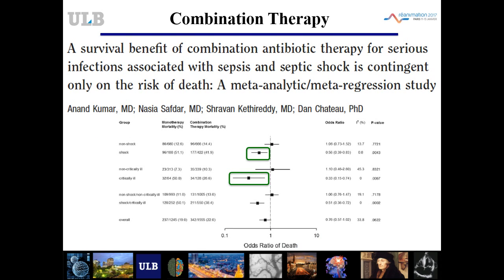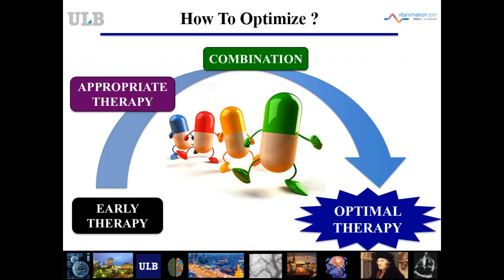I want to mention this paper, not because Anand Kumar is a friend of mine, but because I think he reviewed the literature and tried to understand in which context combination therapy could be effective. What he did is a meta-analysis of different trials looking at combination therapy versus monotherapy. And what he underlined is that when the patient is critically ill, meaning in shock or with a life-threatening infection, this is the situation where even in community-acquired pneumonia, combination therapy may be more effective than monotherapy. So again, not giving it to any patient, but ask for early therapy, ask for appropriate therapy. In the most severe patients, there is an interest to give a combination therapy.